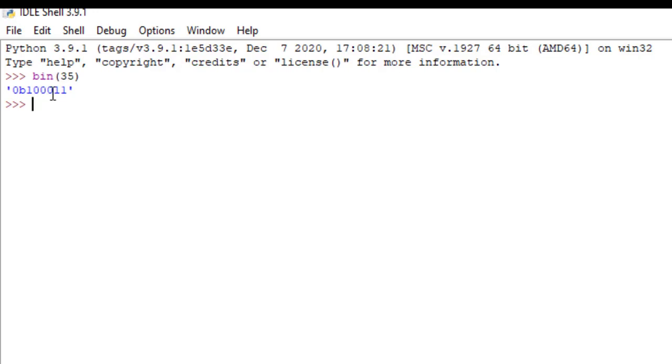So 100011 is the binary equivalent of 35. So what is this 0b here? This is a prefix. Whenever you want to mention a binary number, you have to prefix that with b, b for binary. And so how did we get this number? I hope many of you might be knowing how to convert a number into a binary number. Let me just explain it to you.